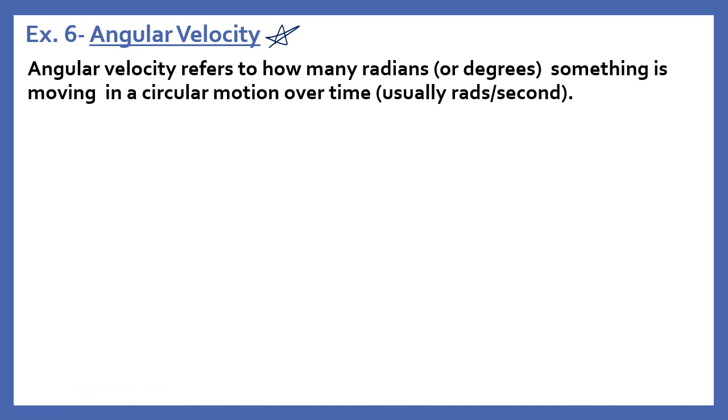So angular velocity refers to how many radians, or it could be degrees, something is moving in a circular motion over time. Usually it's measured in rads per second, but it could be measured in degrees per second as well. We don't do it in high school, but there's another way you can measure angles, gradients, but don't even worry about that. We're not going to do gradients. So usually radians per second is what I would prefer.